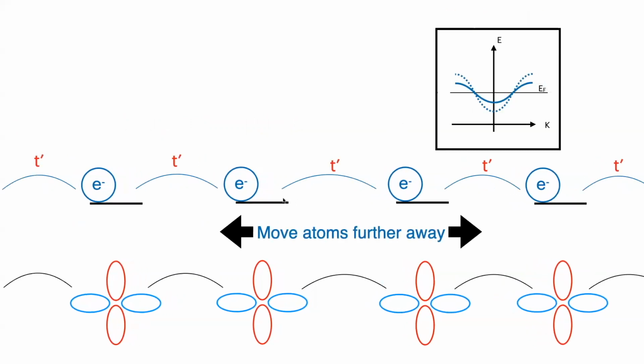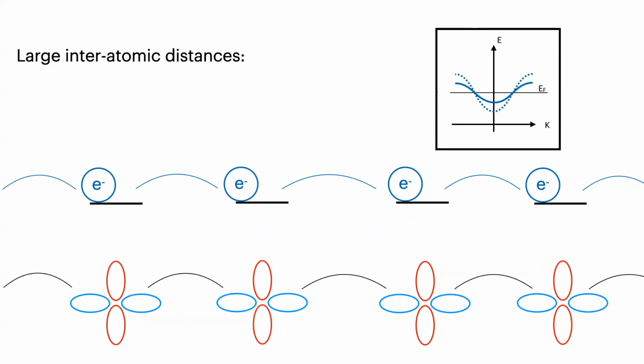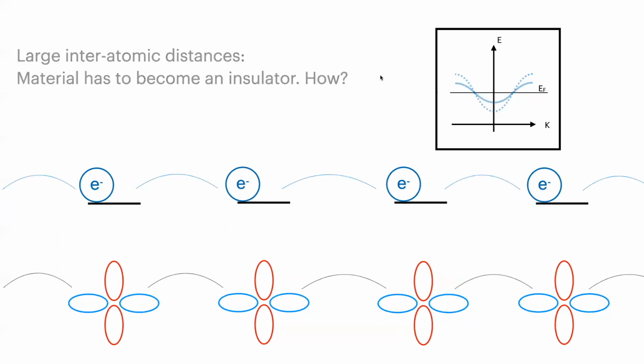Now, as you move the atoms further away, you change this hopping to a smaller one, calling it here T prime, and you narrow the band. But for large interatomic distances, we know that this material has to become an insulator. You can't just hop if the materials are very far away. And then one question is what leads to this metal insulator transition?